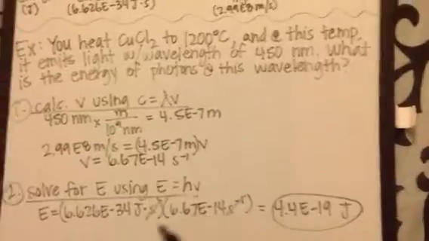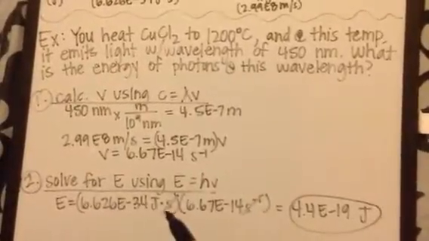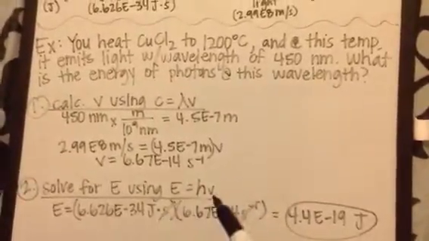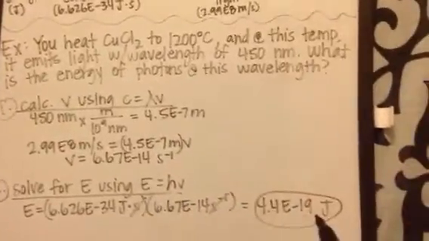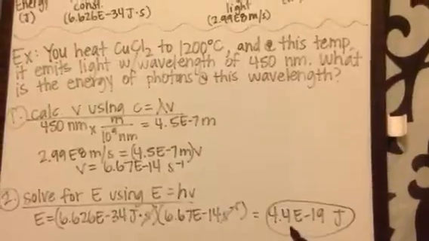Our final answer is in joules because Planck's constant has joule seconds as the units, and our frequency is in seconds inverse. So seconds and seconds inverse cancel out. That gives me my final answer in joules.